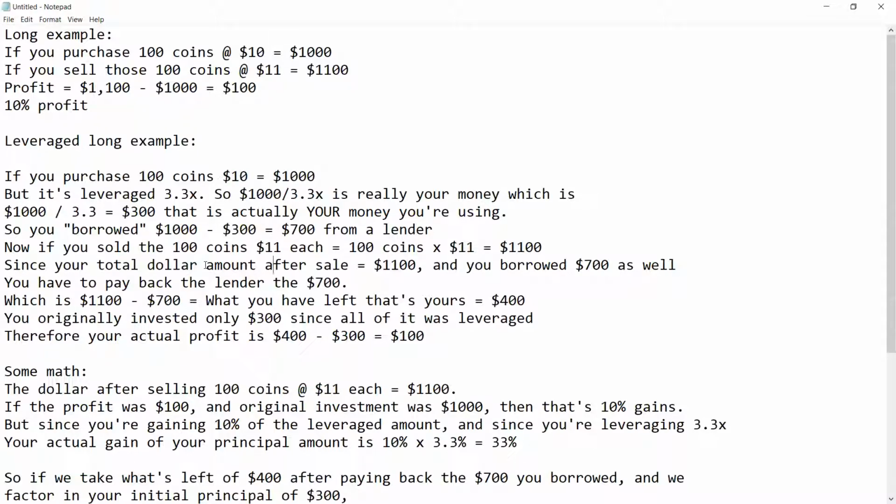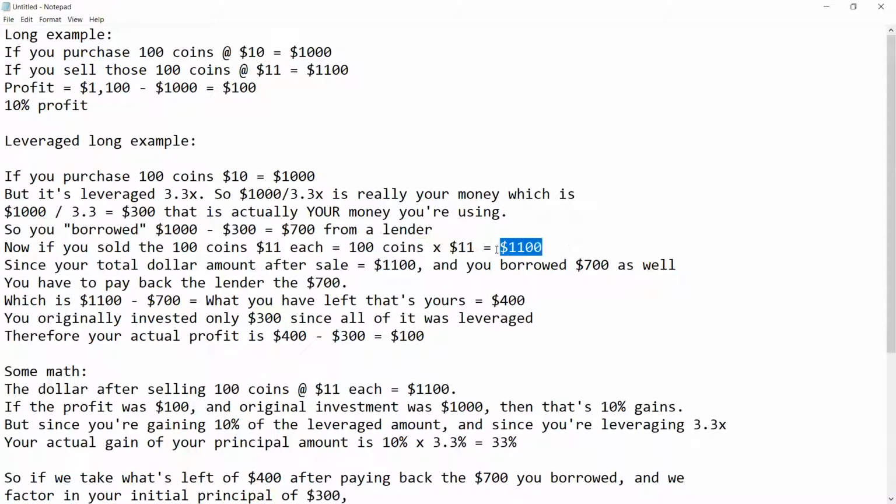$1,100. But since your total dollar amount after the sale is equal to $1,100, and you borrowed $700 as well, you still have to pay back the $700 to the lender no matter what, okay? You have to pay back $700 to the lender no matter what.